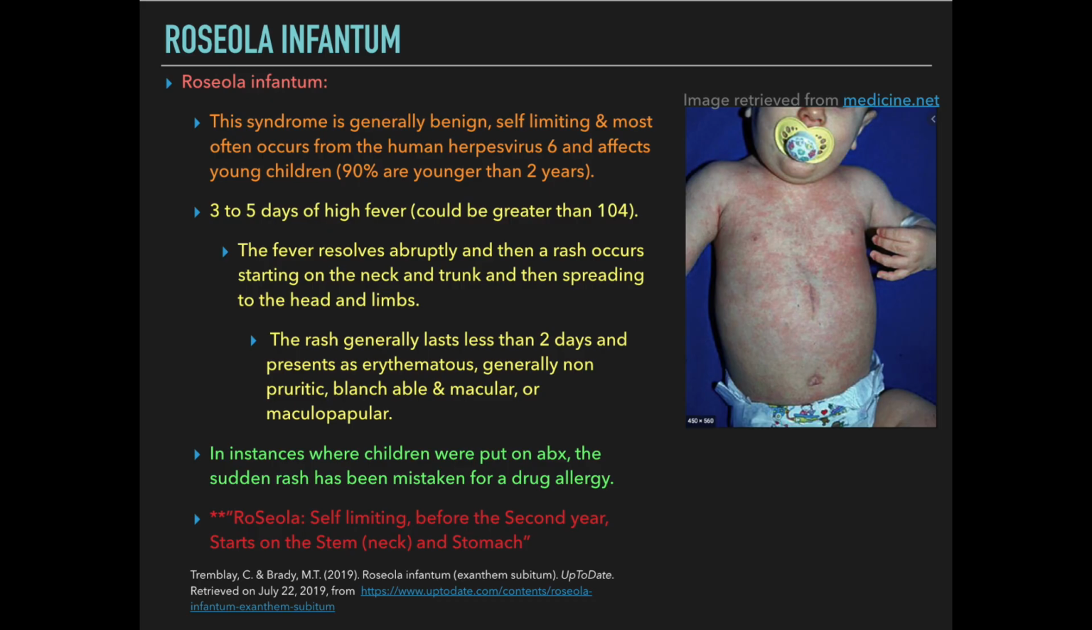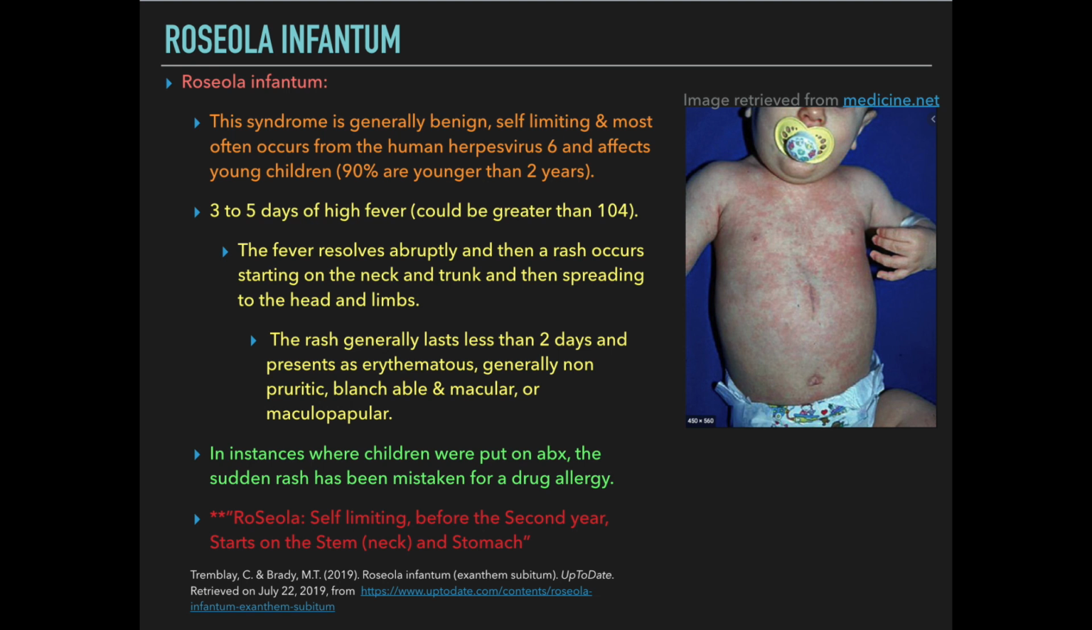So the first exanthem that we're going to talk about is roseola infantum. And this syndrome is generally benign, self-limiting, and it most often occurs from the herpesvirus 6, and it affects young children, 90% of which are younger than 2 years old. So it typically starts with 3 to 5 days of a very high fever. It could be as high as 104 or even greater. And it resolves extremely quickly, and then a rash occurs.